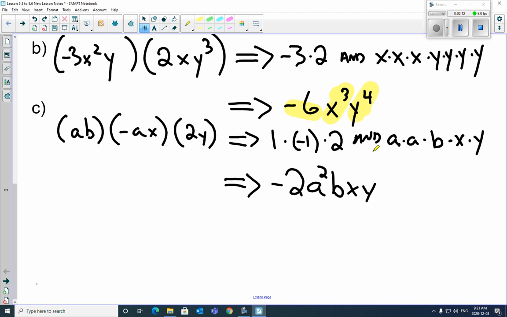So basically, you just put it all together. So 1 times negative 1 times 2 is negative 2. A times a is a squared. B is just b, and x and y. So you end up with this one right here. All right, flip page. So the first one was a monomial times a monomial.